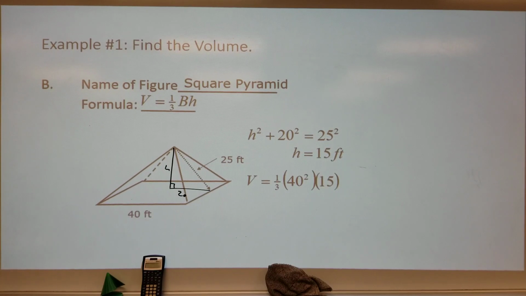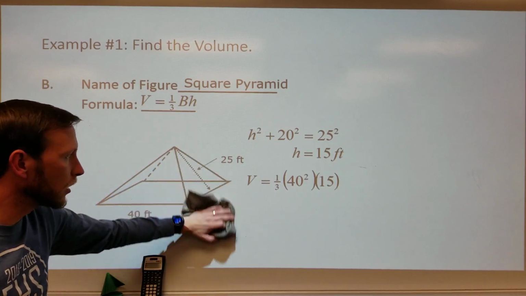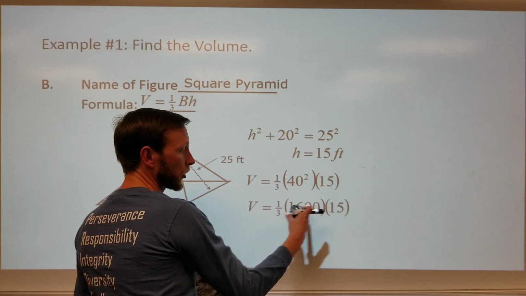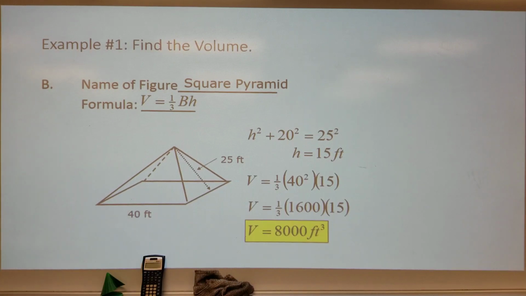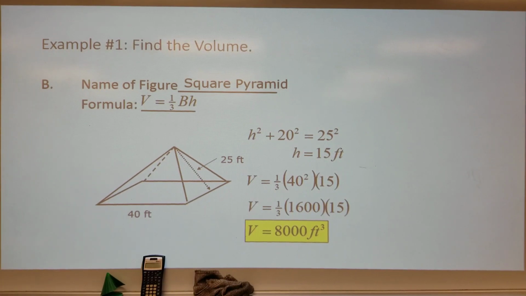But once we've got that, we know that the volume is equal to 1/3 times the area of the base, 40 times 40, times 15. Okay, great. So 40 squares easily. We can divide the 15 by 3, or the 1/3 times 15 gives us 5. 5 times 16 gives us 80, so 8,000 cubic feet. Again, trust your calculator there.